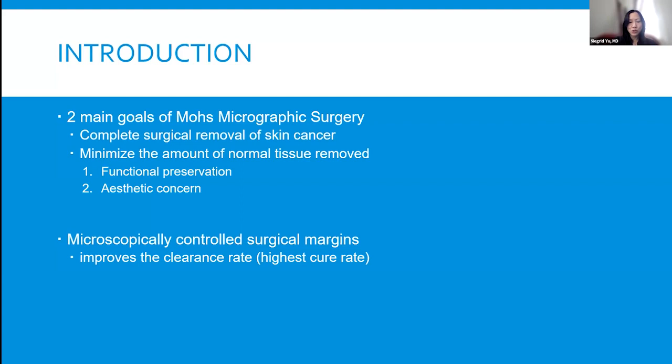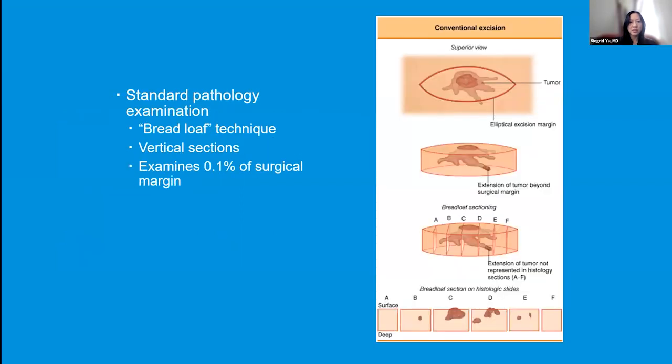So I just wanted to start with a brief introduction with regards to the surgical treatment of skin cancer, and specifically with Mohs micrographic surgery. The two main goals are, of course, complete surgical removal of the skin cancer, as well as minimizing the amount of normal tissue that is removed. And by doing that, it allows for functional preservation as much as possible of important skin and underlying structures, as well as addressing aesthetic concerns that patients may have. The fact that the margins are controlled microscopically in real time is really the critical point that allows us to offer the highest cure rate for those who are surgical candidates.